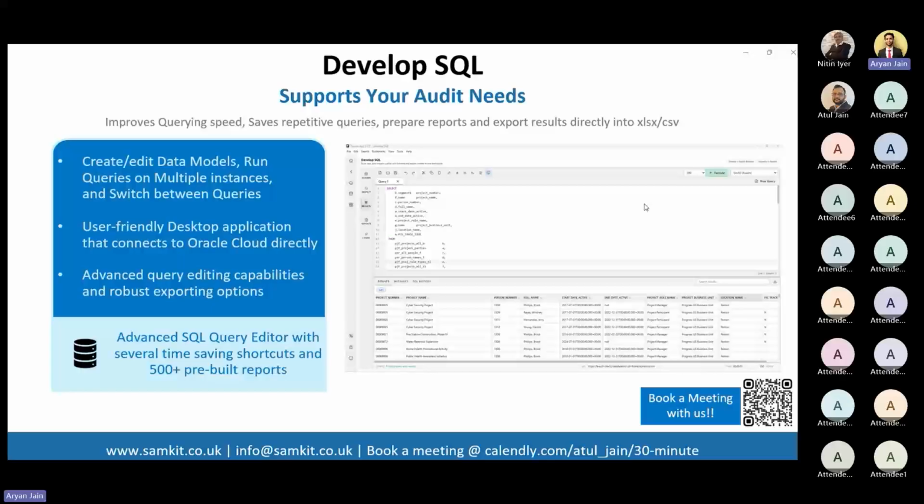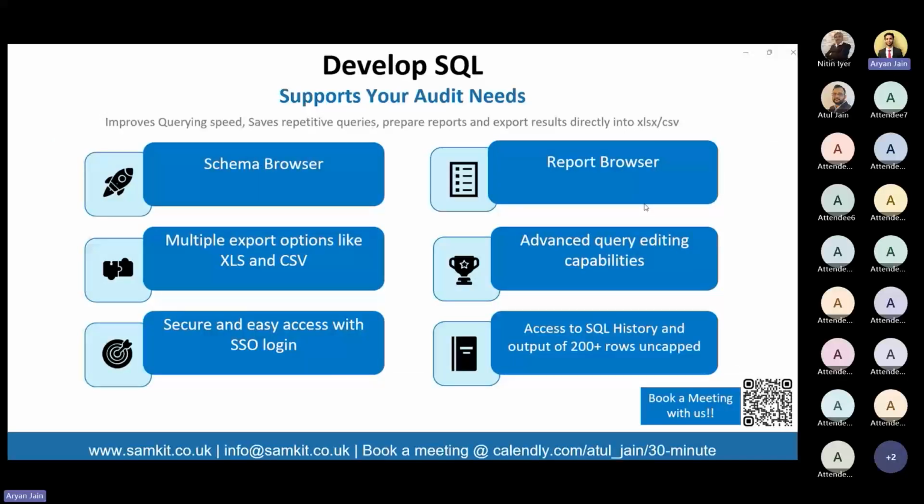Report Browser allows you to navigate through 500 plus pre-built reports. It also provides access to your complete SQL history at any time while querying. It is built to fetch results in more than 200 plus rows and export them instantly to CSV or Excel formats. It allows you to log in securely with single sign on and avoid frustrating connection timeouts. In other words, it gives you everything Oracle developers always wished they had in one tool.